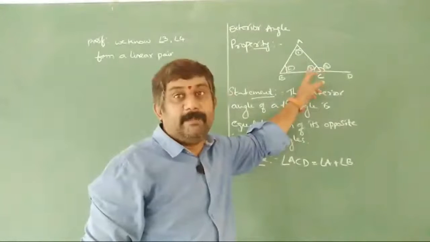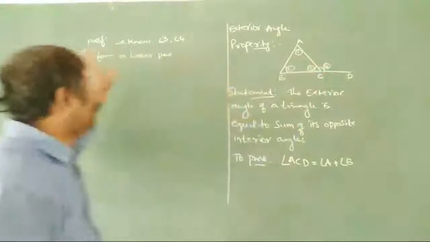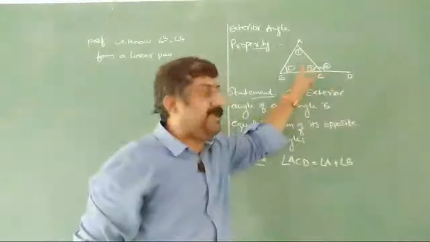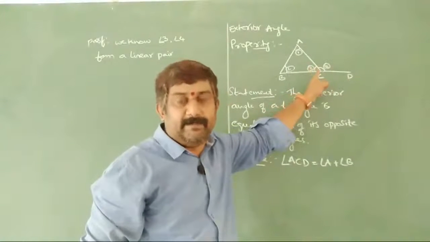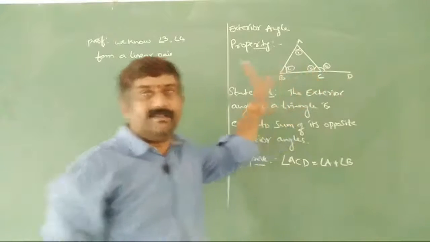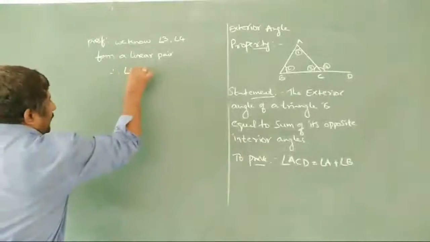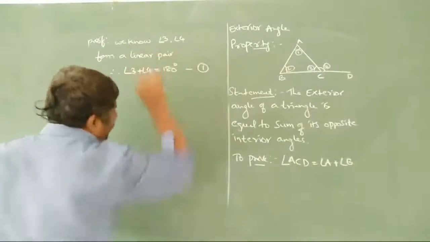How many do we have here? A pair. A pair is nothing but two angles. Which ones? 3 and 4, both. So what does this become? This forms a straight angle, and we can say the sum of two angles forming a linear pair is nothing but 180 degrees, or supplementary. Therefore angle 3 plus angle 4 is equal to 180 degrees. Make this equation number 1.